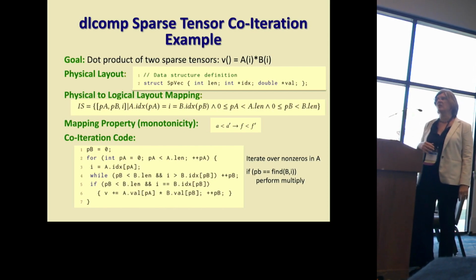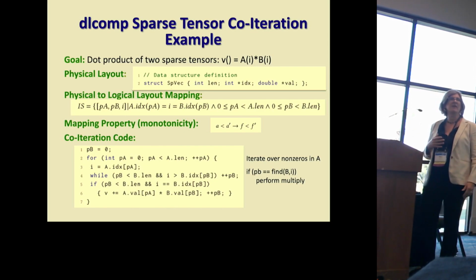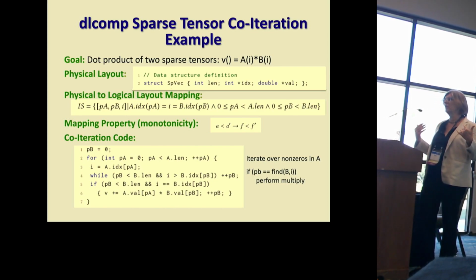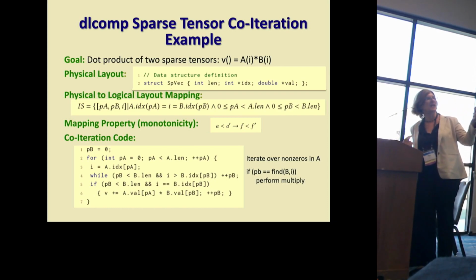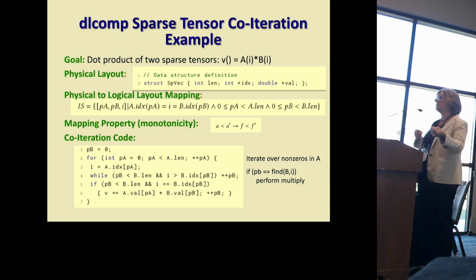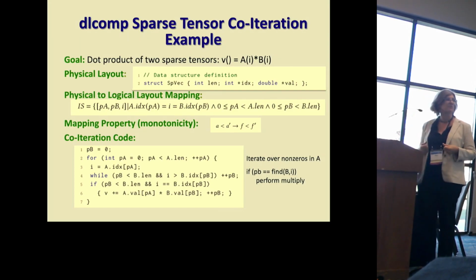We have a mapping property, and this is related to some prior work by our collaborators at University of Arizona, and we're introducing index array properties. So the property is basically saying that if one PA value is less than the other PA value, then the indices also have the same relationship. So it's monotonic, so the indices are sorted.